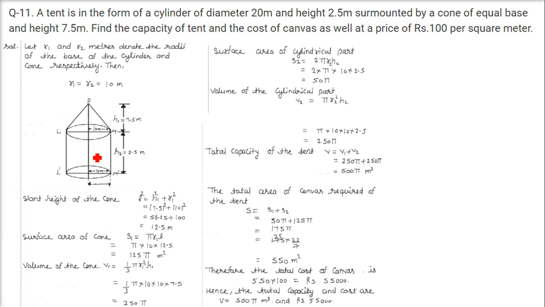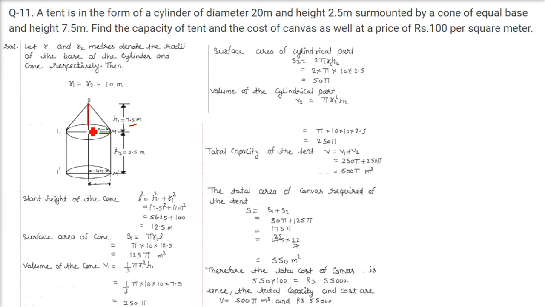A tent is in the form of a cylinder. We have a cylinder of diameter 20, so the radius will be 10. The height is 2.5, surmounted by a cone of equal base, that is the radius will be the same, and the height is now 7.5. So the height of the cylinder is 2.5, height of the cone is 7.5. Find the capacity of the tent and the cost of canvas at the price of rupees 100 per square meter. So here capacity we have to find out.